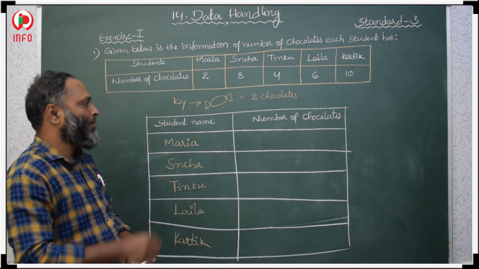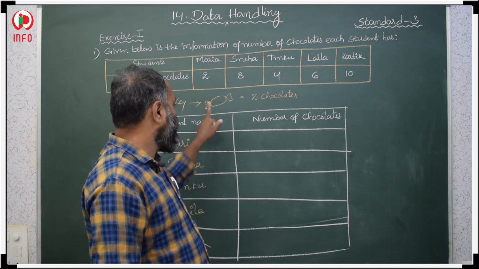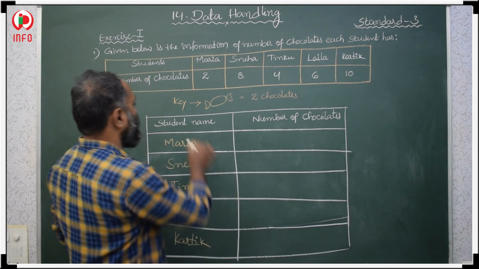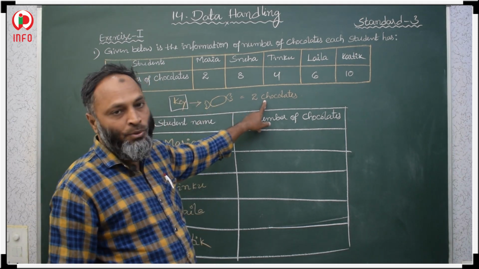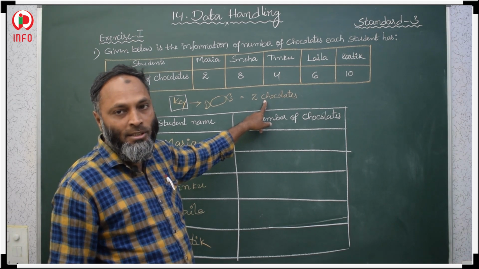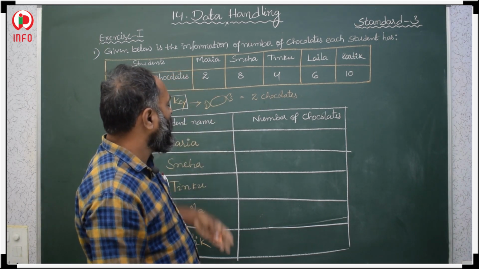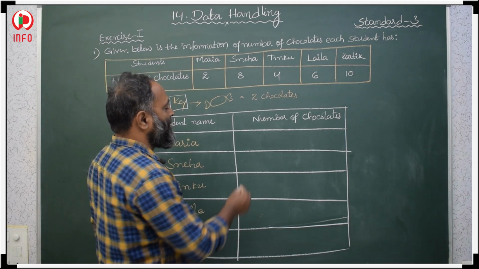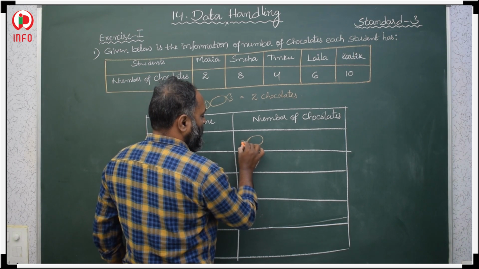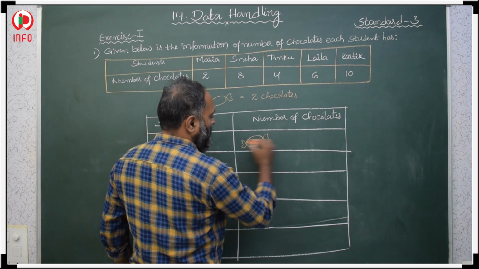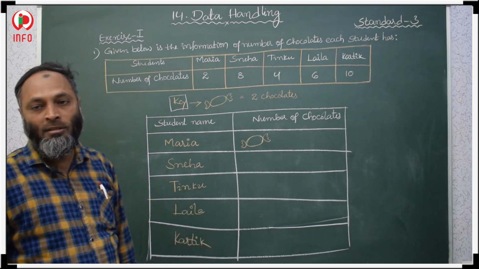Okay, now the number of chocolates, how to draw. So what did we take here as the key? According to the key, one chocolate represents two chocolates. Here, Maria has two chocolates, which means we should draw one chocolate. One chocolate is equal to two chocolates.